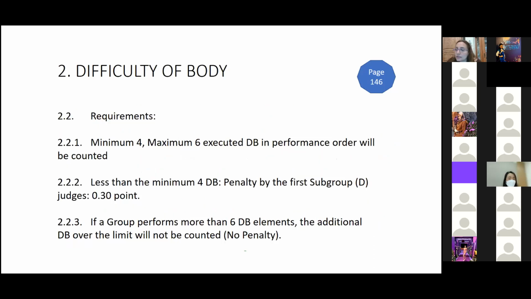So for body difficulties, minimum 4, maximum 6. Executed in performance order and not the highest like in the individual. This is in performance order. Less than minimum 4 dB, penalty is by the first subgroup, 0.3 points. If a group performs more than 6, there will be no penalty for the additional dB, but it will not be valid, it will not be counted.